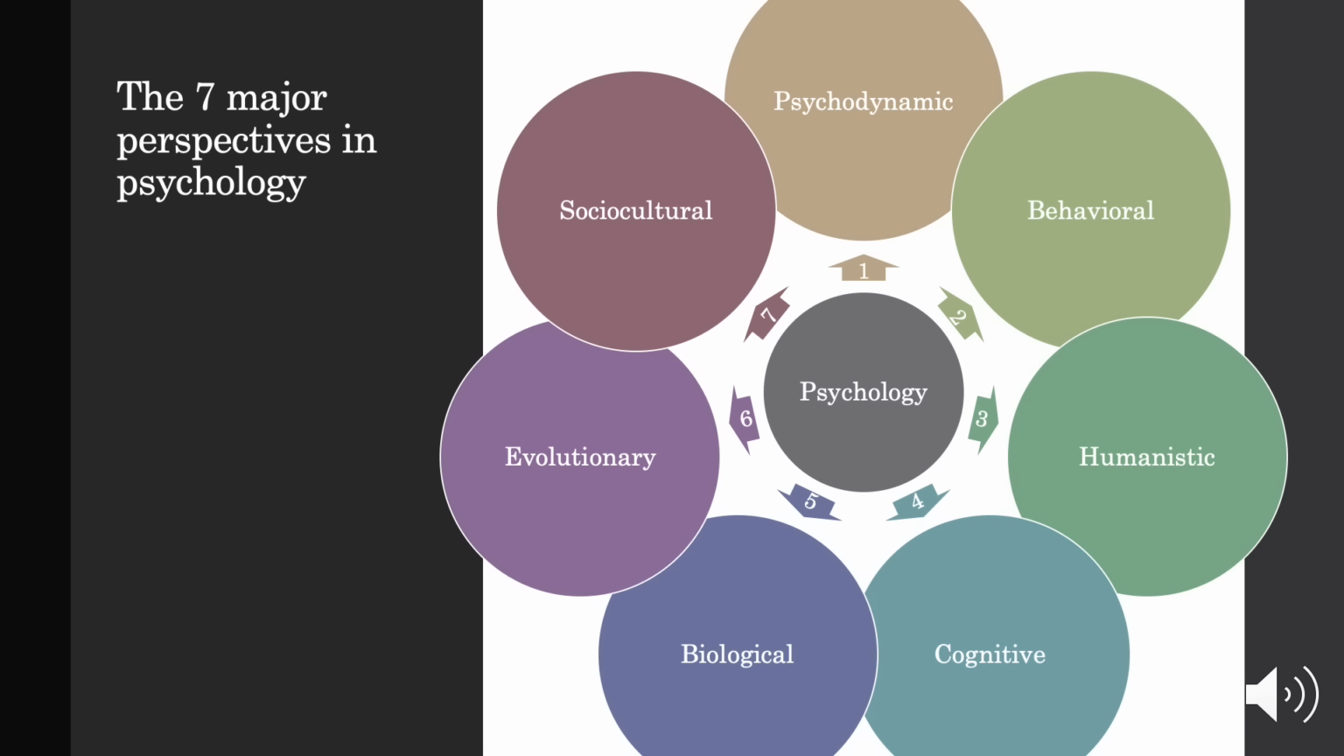The 7 major perspectives in psychology are the psychodynamic, behavioral, humanistic, cognitive, biological, evolutionary, and sociocultural viewpoints. We will cover each in order, starting with the psychodynamic.